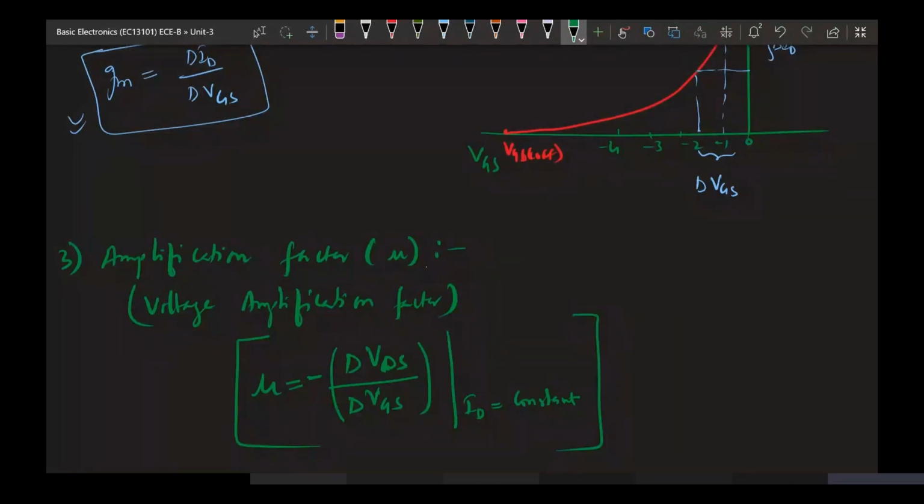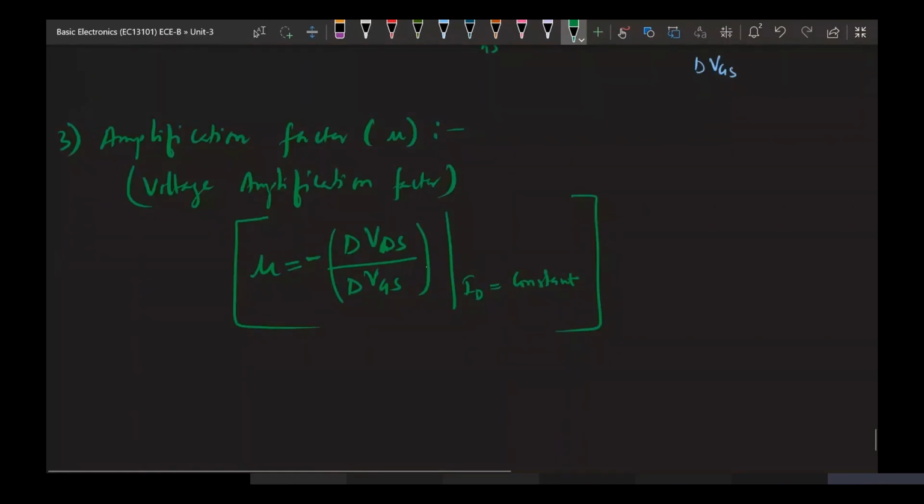The typical value of the amplification factor is between 2.5 and 150. The maximum voltage gain of FETs is given by this mu, that is, the amplification factor only. In most cases, this mu should vary in the 2.5 to 150 range.